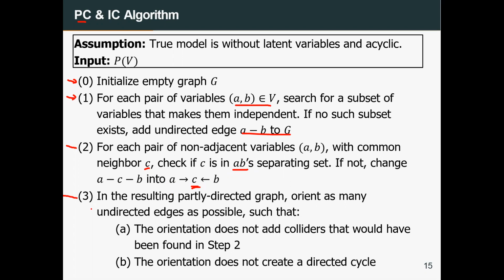For the third step, the first two steps start creating a bit of a graph. In the third step, the idea is that we want to start orienting as many of the undirected edges as we can, such that two conditions hold. The first one is that the orientation doesn't add any colliders that would not have been found in step 2, and the orientation doesn't create any directed cycle, so things still stay acyclic.